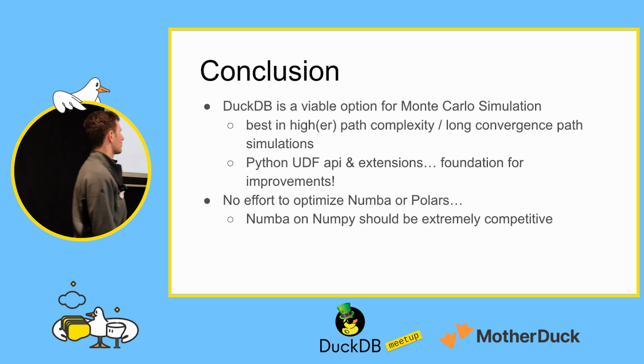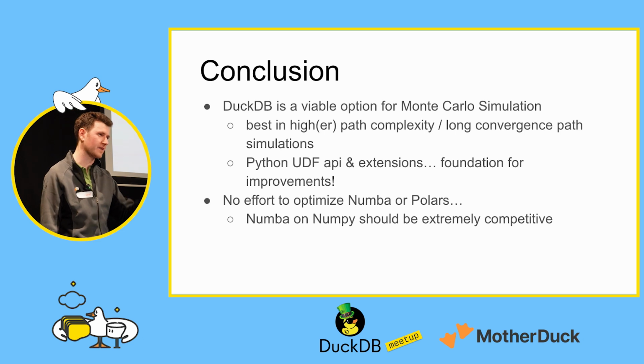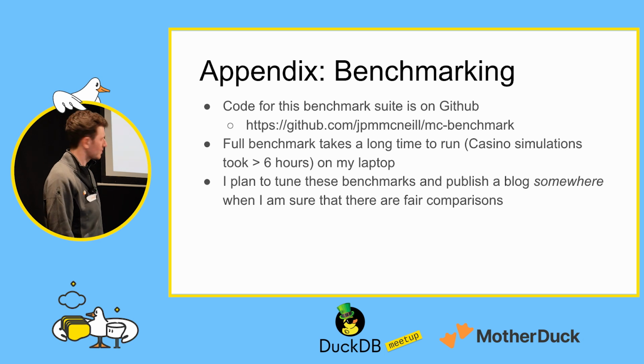I think Numba in general will be one of the more compelling ones of this library. I had lower effort to optimize both Numba and Polars. I really focused on the NumPy versus DuckDB comparison. And I guess the most important point is if you want to run this benchmark suite on your own laptop, I've got it up here, MC-benchmark. I plan to make this more mature over time and ideally visualize it in a better way than just some random tables. And at some point I will probably publish a blog or a post.